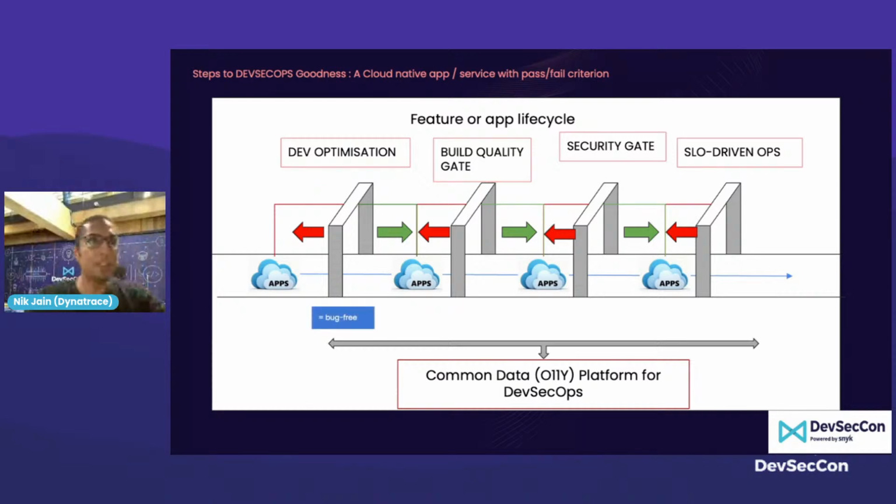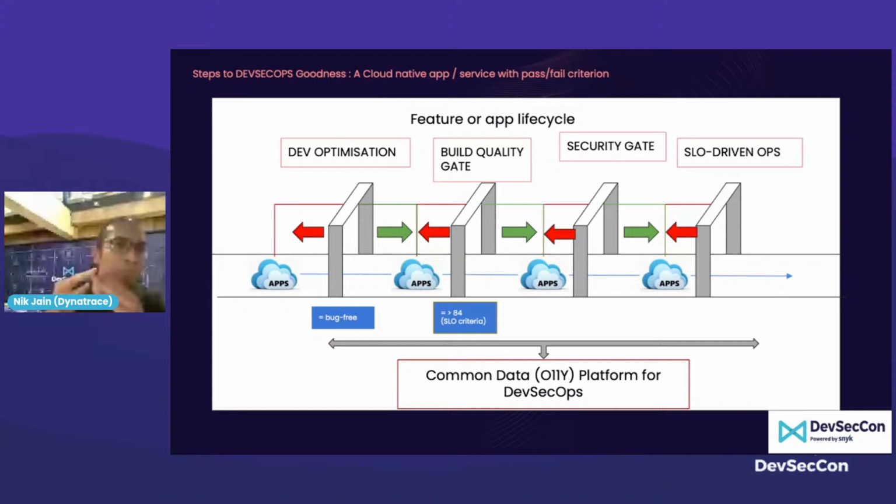So the concept and the objective for the first gate is to reduce the cost of fixing bugs. So rather than having bugs slip into production, you fix them early, and you're really promoting a bug-free application or feature package going to higher level environments.